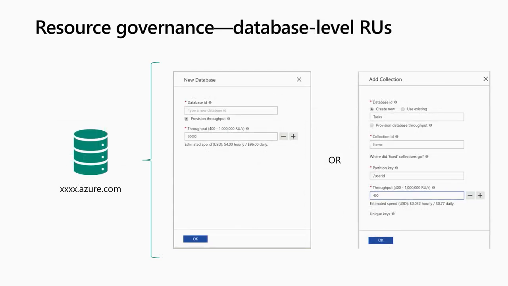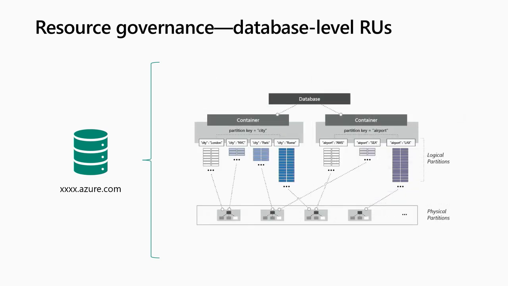Now, when we look at RUs, what you'll find very quickly is we have multiple ways of provisioning these RUs. We can provision the RUs at a database level, as well as at a collection level or a container level. When you're looking at a database level, what's really happening is we're provisioning a cluster of machines, and all of these different containers are going to be co-located on that same set of physical partitions. They're sharing the same set of resources. There are some benefits for doing so. There are also some trade-offs for getting this benefit.